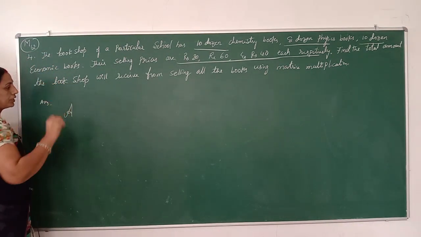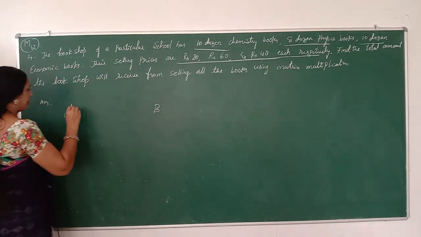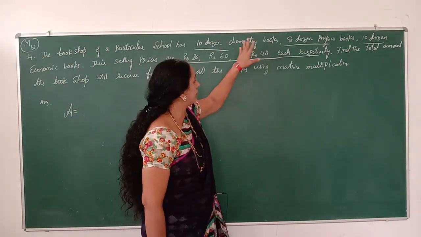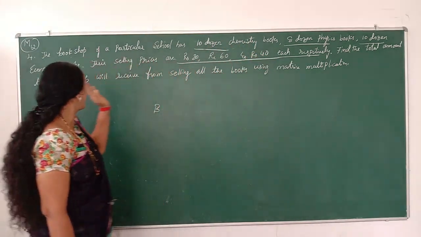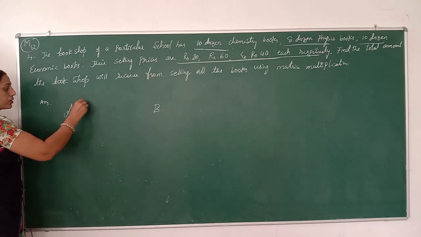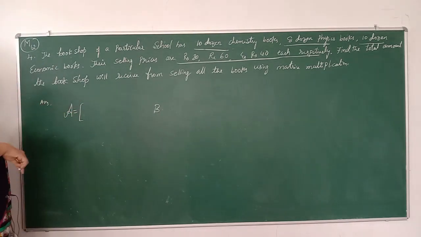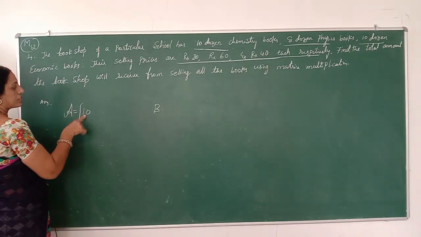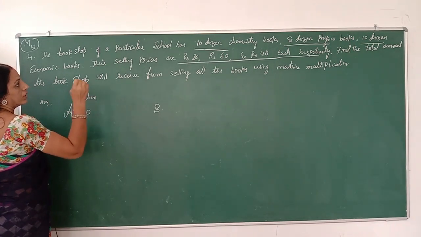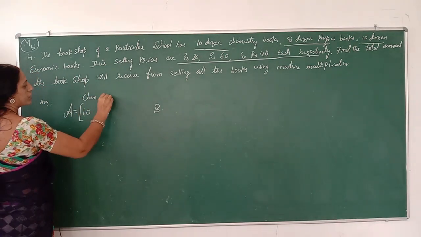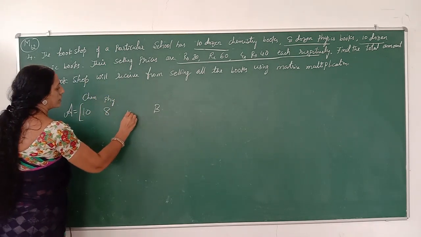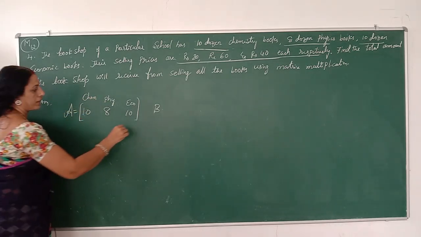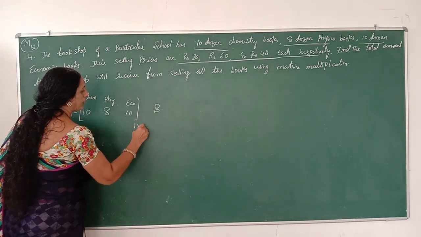Again we will represent in two different matrices. One of them is the number of books, which are in chemistry, physics and then economics. These can be represented in a row matrix or in a column matrix. Now it's represented in the row matrix: 10 dozen of chemistry books, 8 dozen of physics books and 10 dozen of economics books. That is a row matrix A of order 1 cross 3.